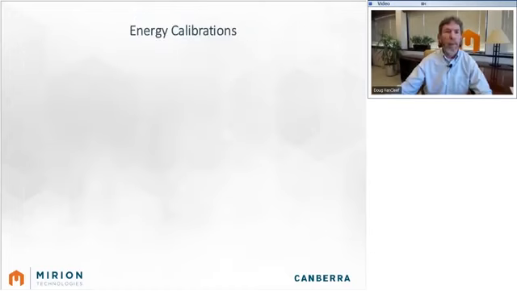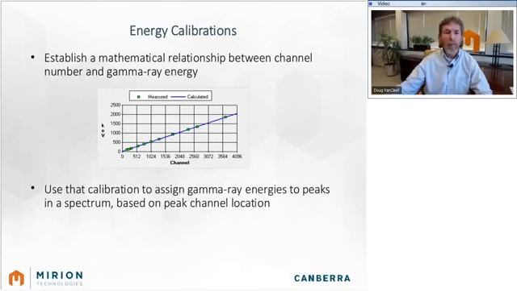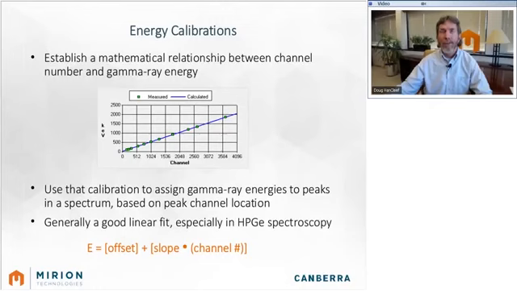Okay. The energy calibration is generally the simplest of these, using a simple fit for the relationship between the MCA channel number and the gamma ray energy. We use that fit to assign energy values to every peak found in the sample spectrum for nuclide identification. The energy calibration equation is normally a simple linear fit which works well for most gamma spectroscopy applications.